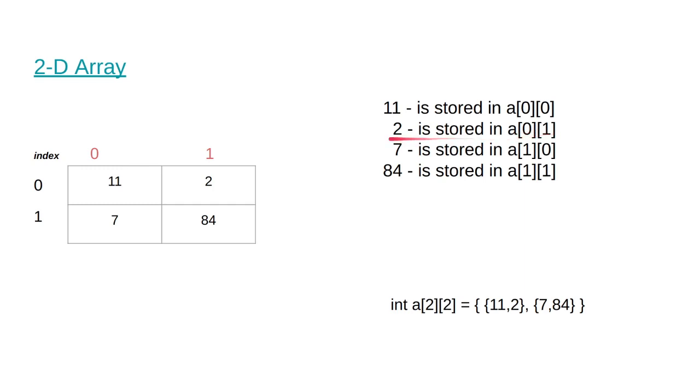That is why 0 comma 1 would fetch you 2. Similarly, if I wanted to get the value stored here, I give 1 comma 0, that is, 7 will be accessed when I give it like this. We'll try to understand this more by doing a hands-on C program.